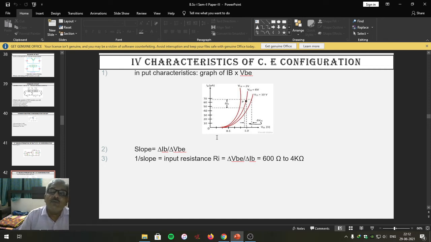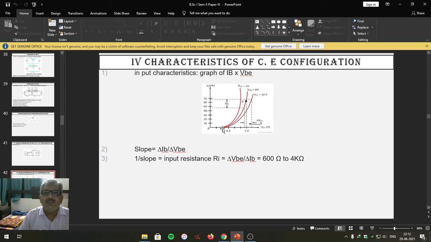until the external supply voltage reaches its forward breakover voltage, that junction doesn't conduct current. For silicon, that breakover voltage is 0.6 volt. For germanium, it is 0.2 volt. Up to that, the base current is 0. After that, a slight increase in input voltage increases the base current very sharply. Look at here. So this represents the working of BJT.